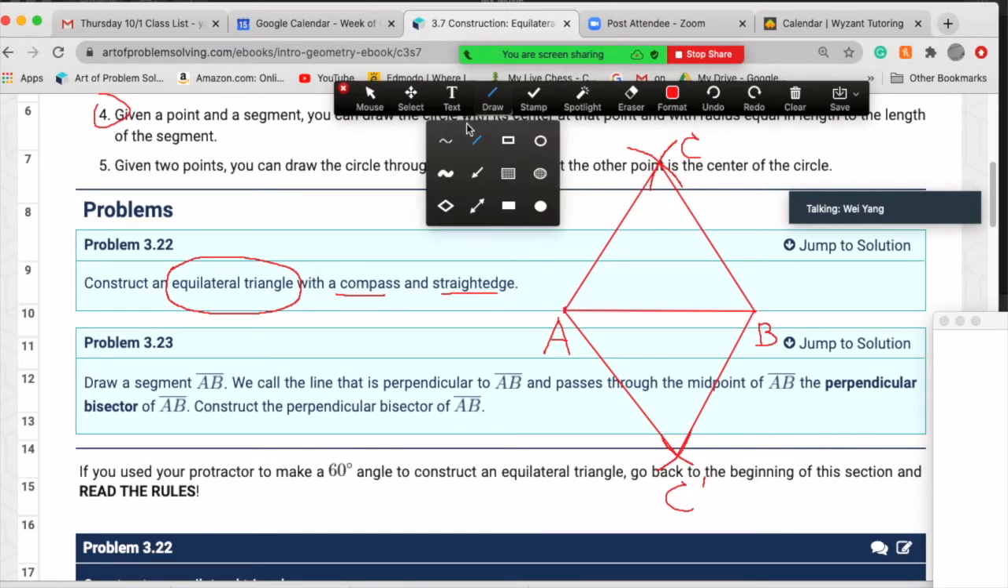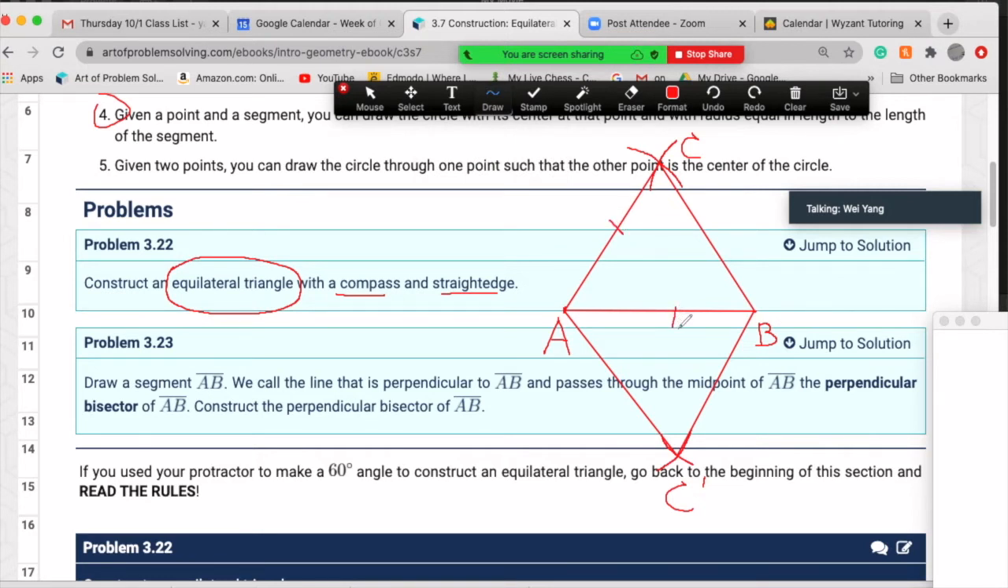So that means here, this AC equals AB, right? And this AC prime also equals AB, because we use A as a center and AB as a length to draw this arc and this arc. Then when we use B as a center, AB as a radius to draw this arc and this arc, that means BC and BC prime also equal AB. Then after we find this intersection point C, you can see AC equals AB, also equals BC. And AC prime equals BC prime, also equals AB.